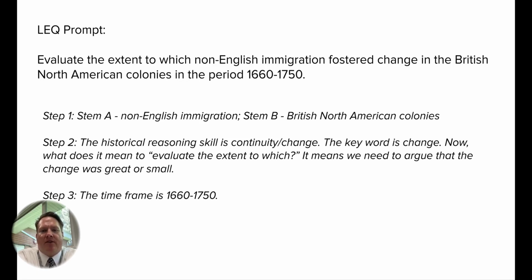The second step is the historical thinking skill or reasoning skill, which here is continuity and change. The key word in the question that tells us that is change, right? So now we can ask, what does it mean to evaluate the extent to which? It basically means all we're going to figure out is, was the change a lot? Was it a little? Did it change in some ways but not others, right? So the extent to which just is giving us kind of an extra guidance there. And then the time frame is 1660 to 1750, okay? So that's when we would focus our evidence in that period.